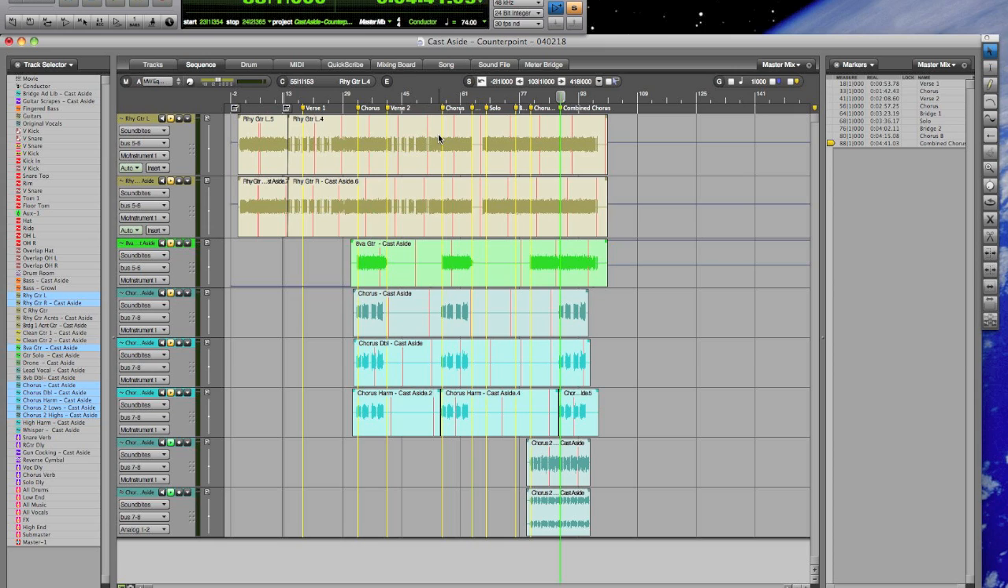Now we'll listen to the B chorus and you'll hear that most of its rhythmic activity is in the beginning of its phrase.